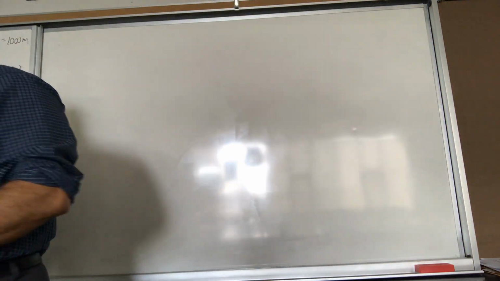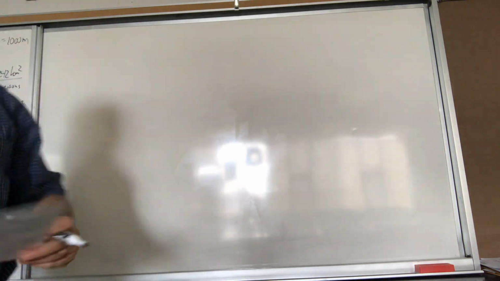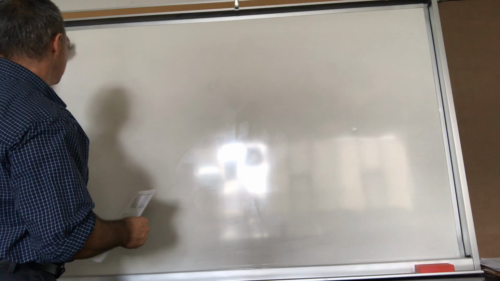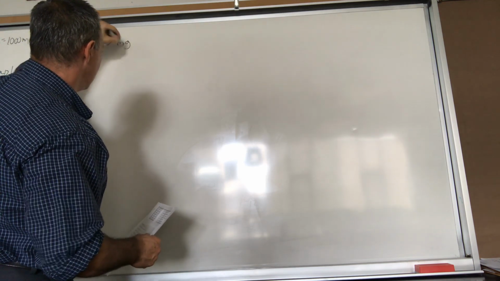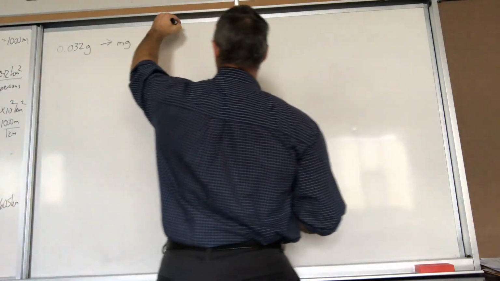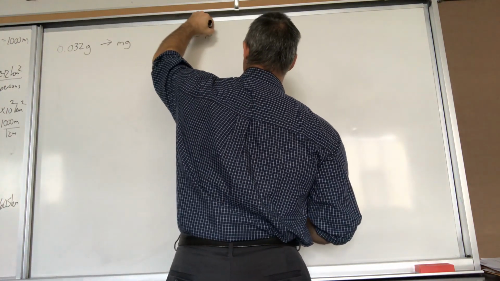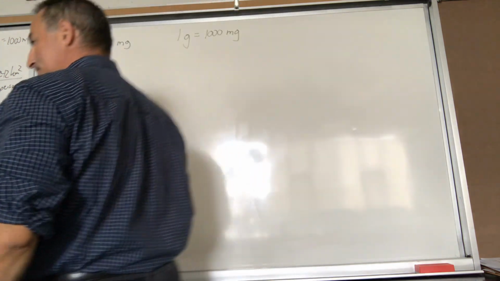What is 0.032 grams converted to milligrams? So if you have 0.032 grams and you want to convert it into milligrams, what are you going to do? Well, you have to know your conversion factor. 1 gram equals 1,000 milligrams. You have to know that.